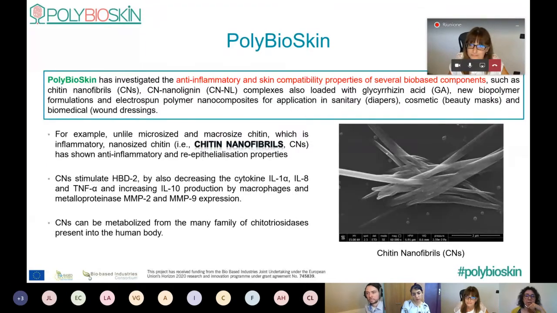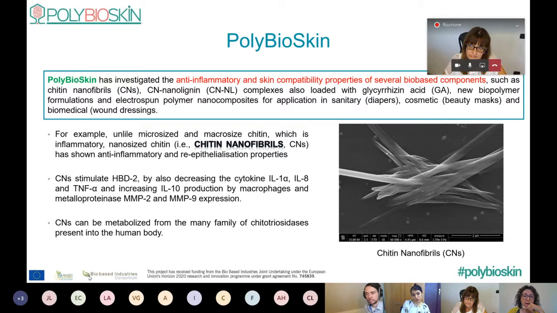In the PolyBioSkin, we must focus on chitin nanofibrils. They are derived from crustaceans in the form of nano, so they lose their inflammatory properties, and we demonstrate that they possess good properties of immunomodulation and anti-inflammatory properties that are very important.